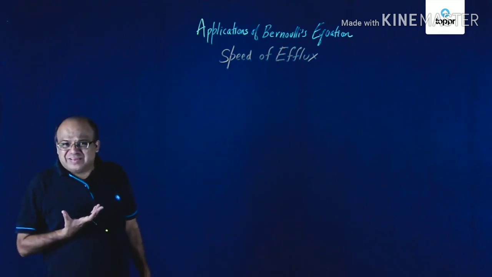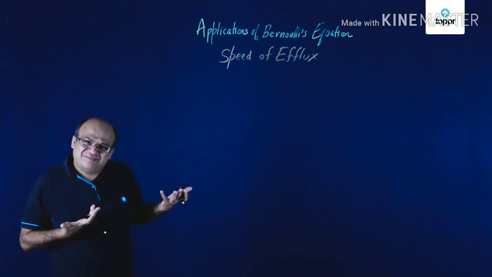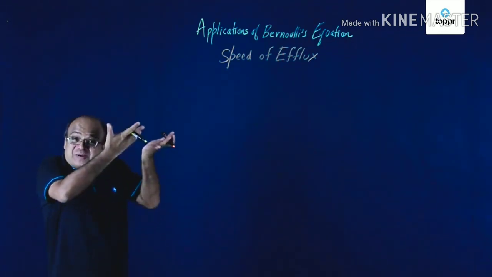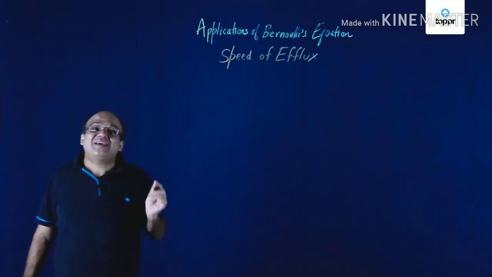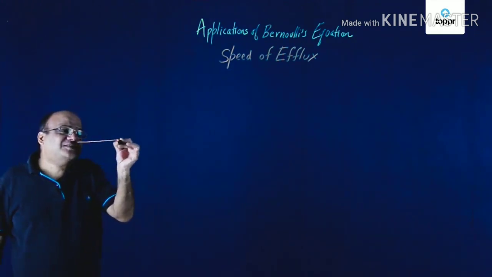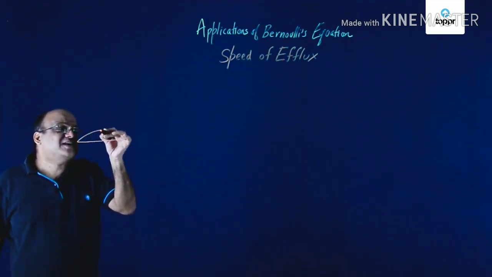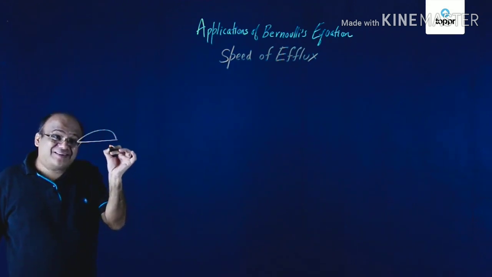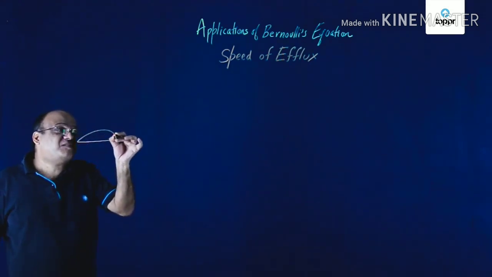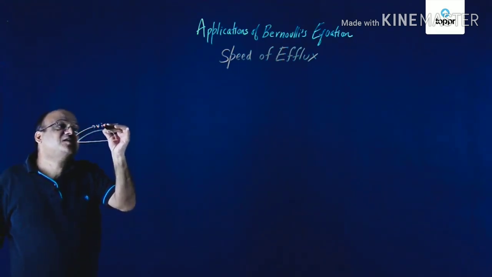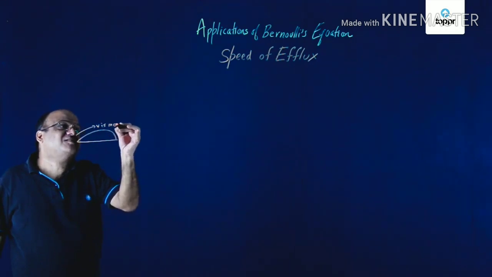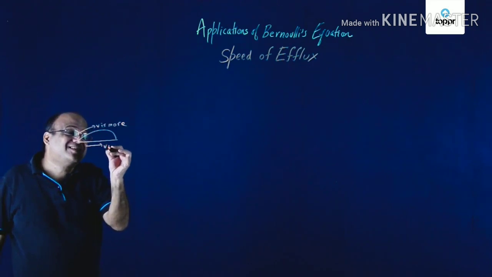Bernoulli's equation has a lot of applications. One application is the lift of an aeroplane. How does an aeroplane go up? The wings are designed such that the speed of air is more on the upper side of the plane and less on the lower side. Because the air has to travel a larger distance on the top side, V is more. Here V is less.